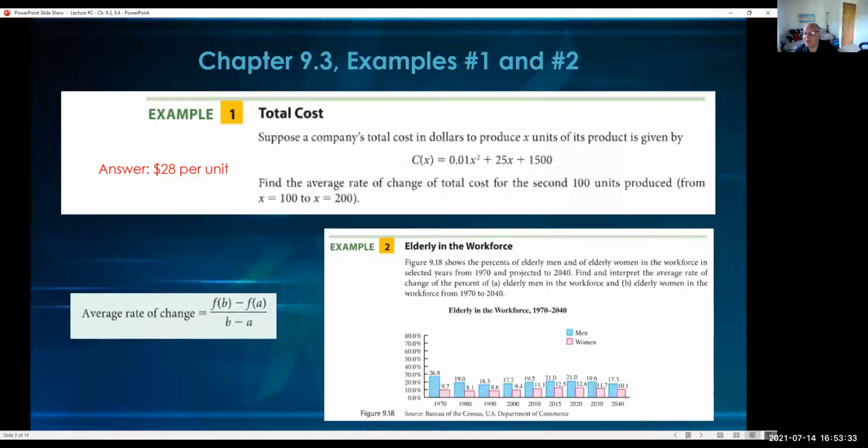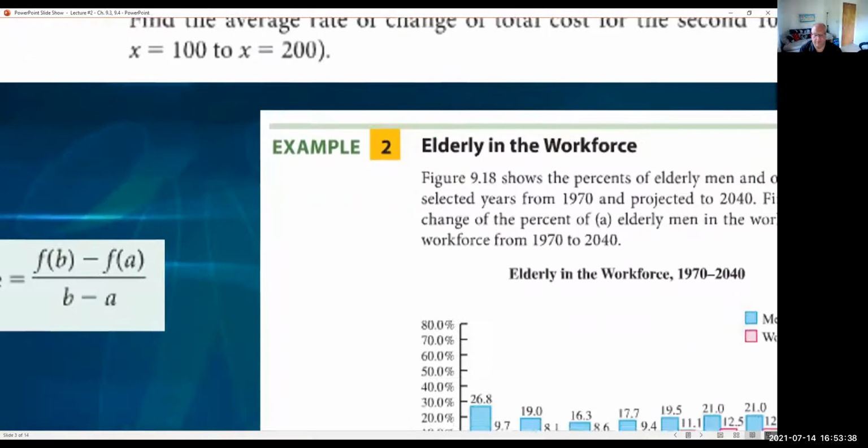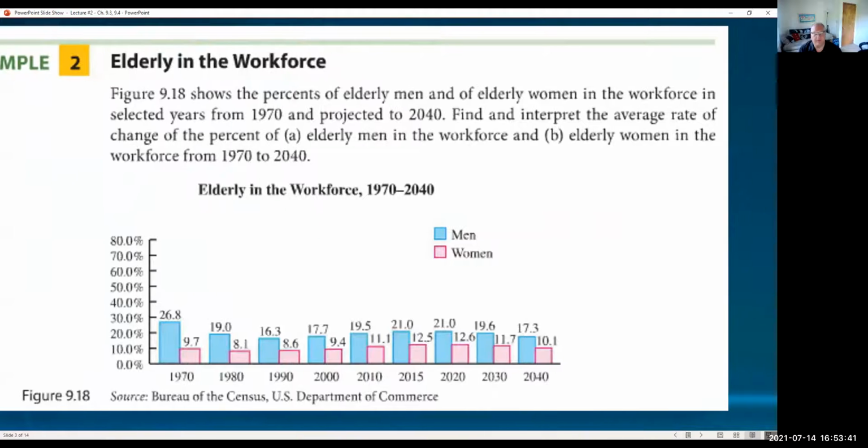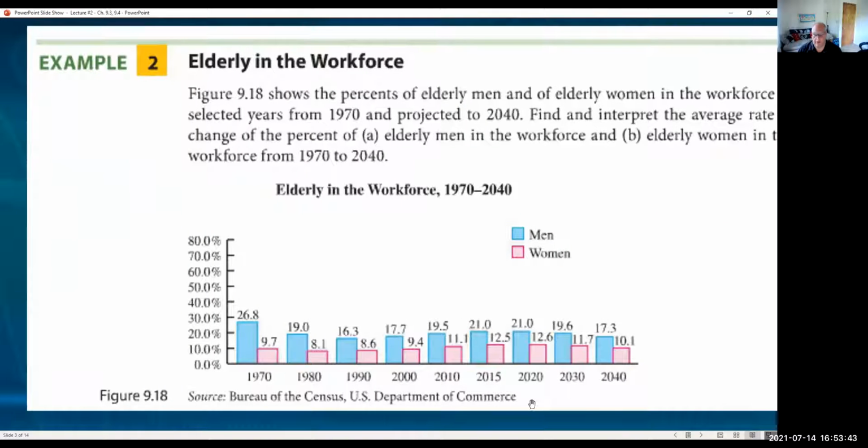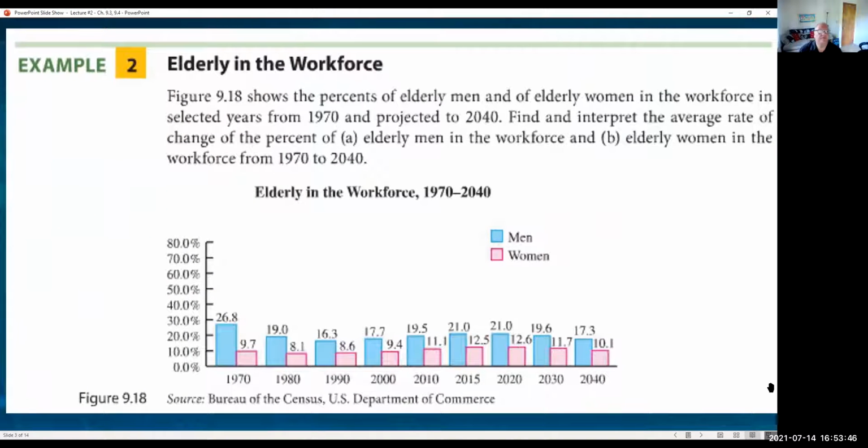All right, let's take a look at example number 2. I'll read out loud. Please try to follow it with me. Elderly in the workforce. Figure 9.18 shows the percents of elderly men and elderly women in the workforce in selected years from 1970 and projected to 2040. Find and interpret the average rate of change of the percent of A, elderly men in the workforce, and then B, elderly women in the workforce from 1970 to 2040.